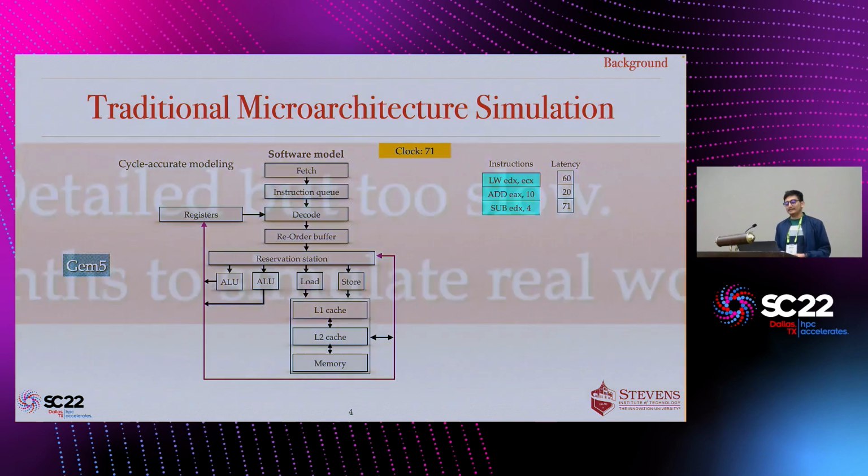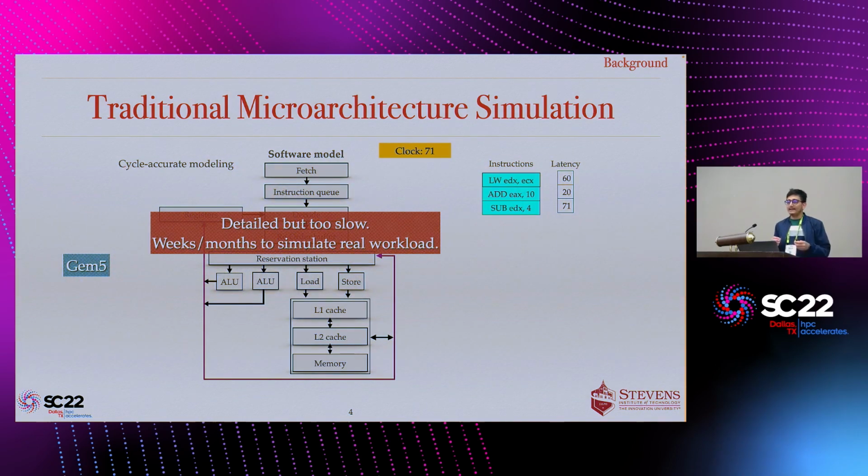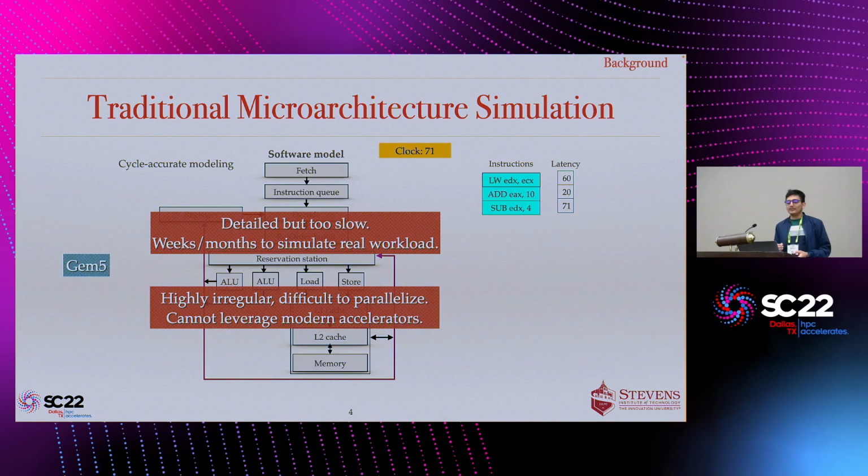These traditional simulations are detailed and accurate, but they are very slow. If you want to simulate real-world benchmarks, it may take weeks or months to simulate all the benchmarks to get their performance. The main problem with these simulators is that they are highly irregular and difficult to parallelize. So we cannot leverage modern accelerators like GPUs and TPUs to accelerate this kind of simulation workflow.